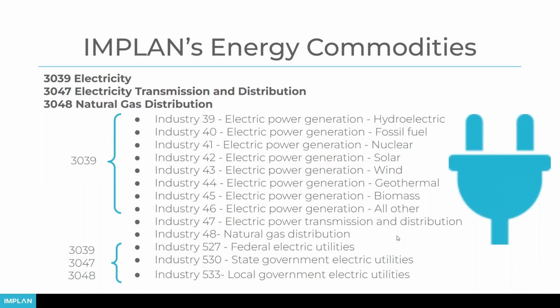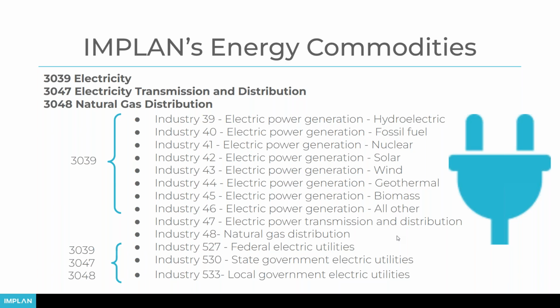Typically in IMPLAN, most industries produce their own primary product. However, in our case, there are only 3 energy commodities produced by all of these industries. That is because the first industries listed here all produce the same commodity. These produce electricity, commodity 3039. Whereas the public industries, they produce a mixture of all 3.